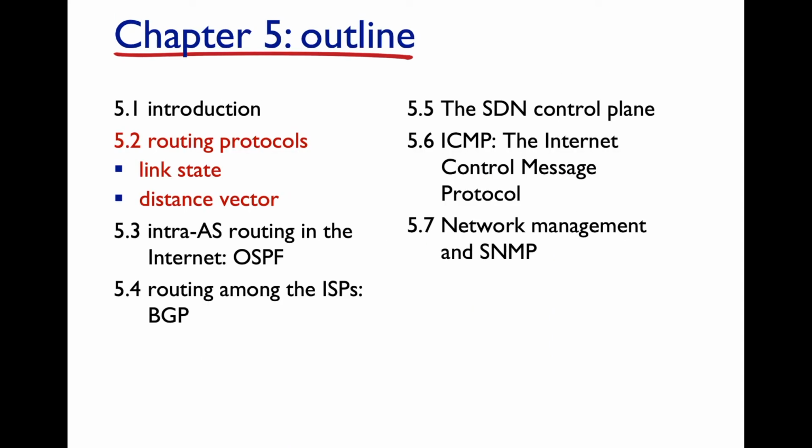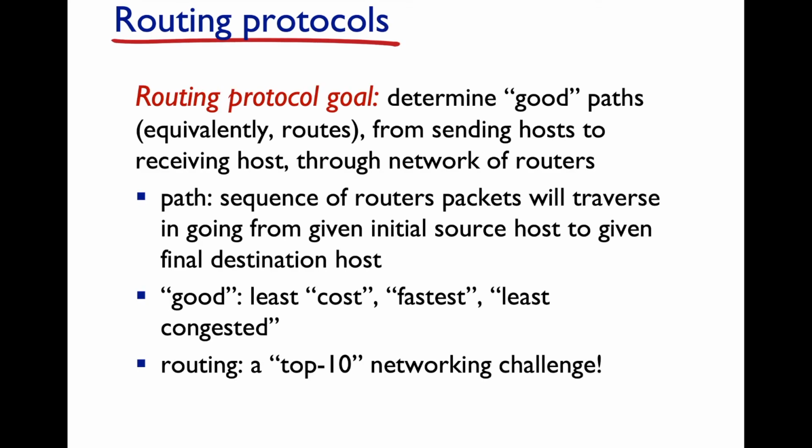And so let's take a look at the routing protocols, the establishment of these routes. And the routing protocol is the determination of good paths or routes from a sender to receiver through a network of routers. So you're going across one hop to one router, another hop to another router, traversing link after link after link, being stored and forwarded, stored and forwarded, stored and forwarded across to the destination. And so a path is going to be represented as a sequence of routers that your packets traverse from a source to a destination host.